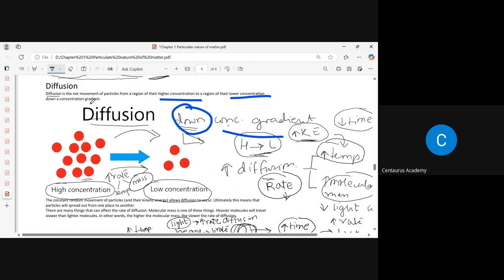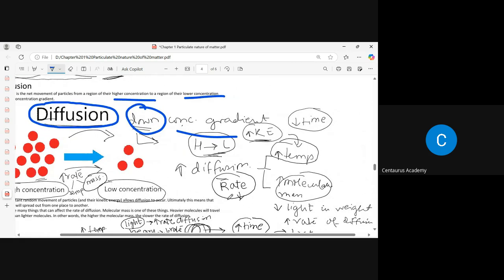The rate of diffusion can be affected by two different things. Either the temperature is going to affect it, or the molecular mass is going to affect it. The rate of diffusion is basically how long it takes for a particular substance to travel from higher concentration to lower concentration, or how long it takes for them to diffuse. So if I increase the temperature, do you think the rate of diffusion is going to increase, or is it going to decrease?